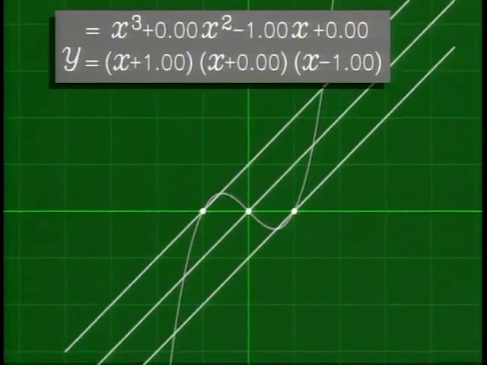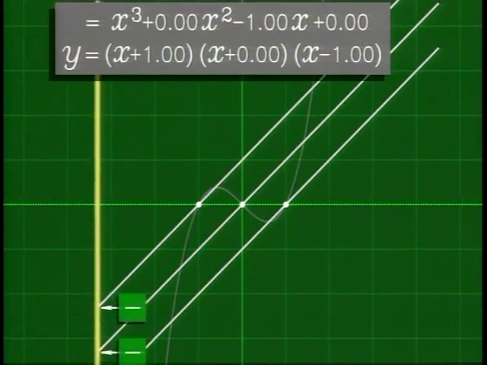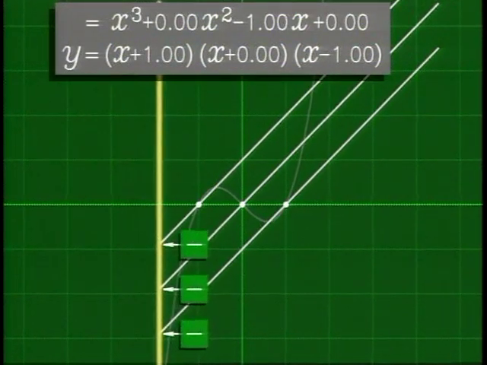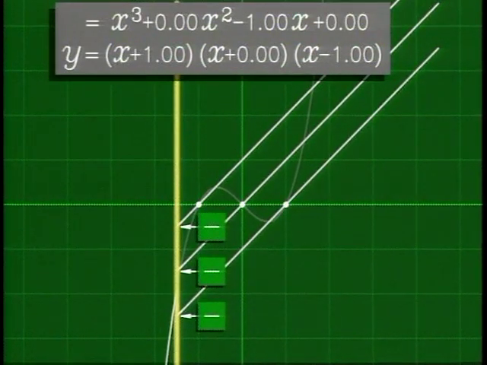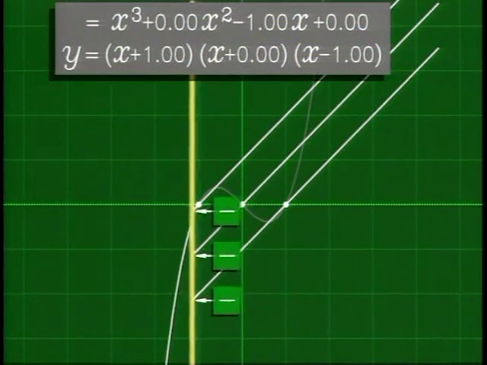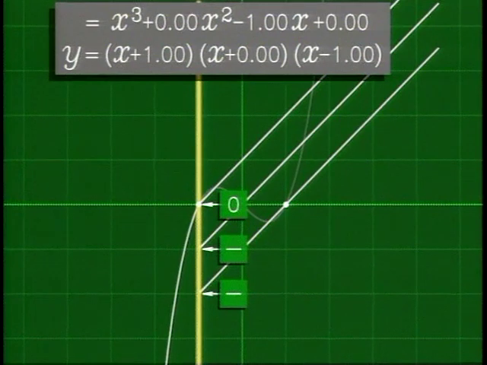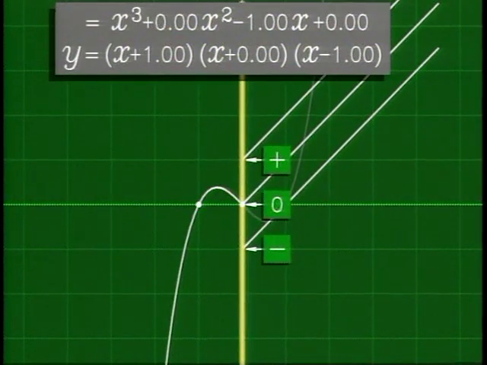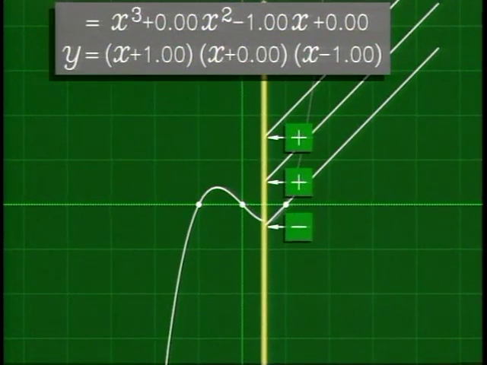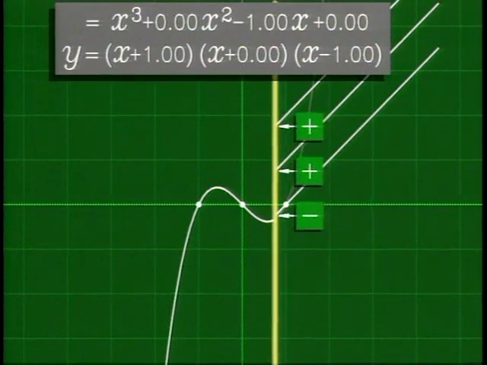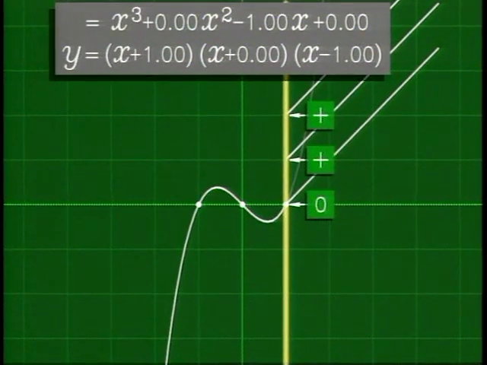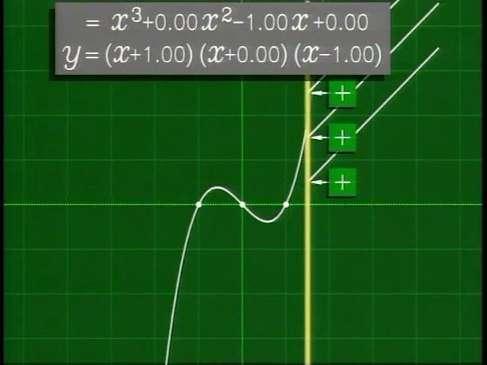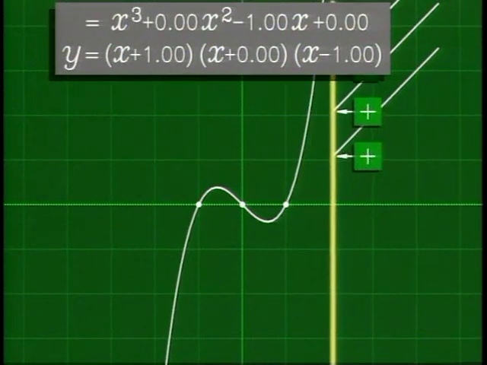To understand why, let's follow the three factors from left to right. In this region, all three factors are negative, and the cubic takes negative values. Here, one factor is zero, so the cubic crosses the axis. Here we have one plus and two minuses, so the cubic is positive. Here the second factor is zero and the curve crosses the x-axis again. Here we have two pluses and one minus, so the cubic is negative. And here the third factor is zero and the cubic is zero. After that, each factor is positive and the graph continues to rise forever.